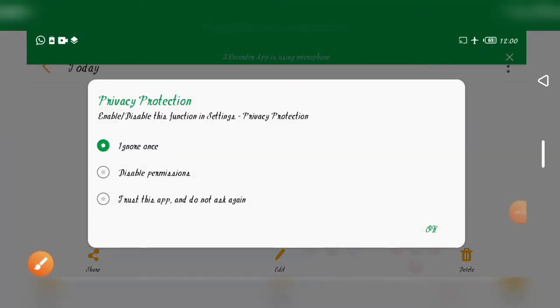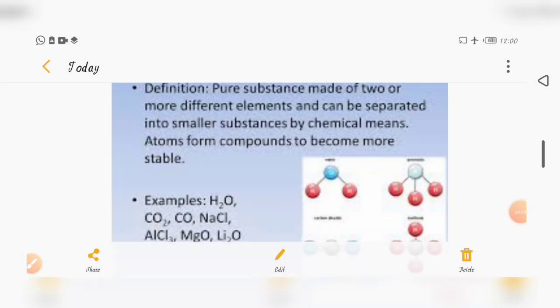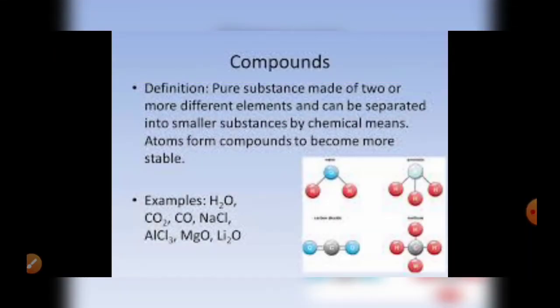We have to see today about mixtures. Before that, we go to compounds. What is a compound? Definition: a pure substance made up of two or more different elements that can be separated into simpler substances by chemical means is known as a compound. For example, H2O, CO2, CO, NaCl, AgCl3, MgO and LiO2.